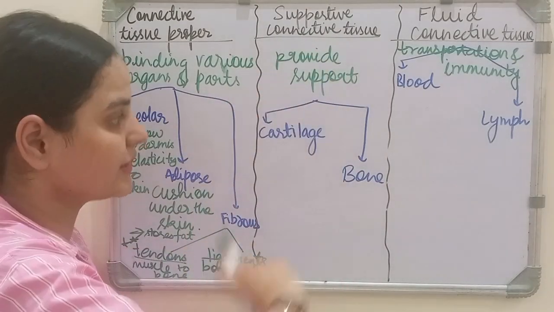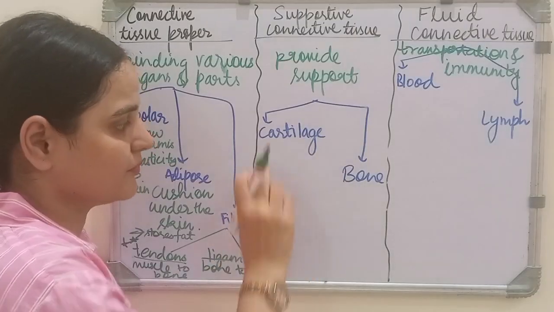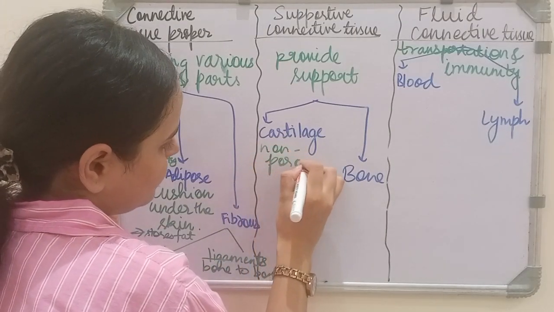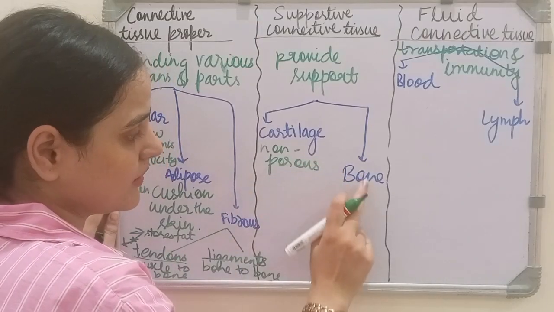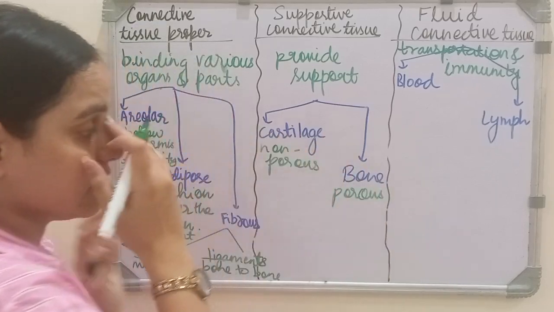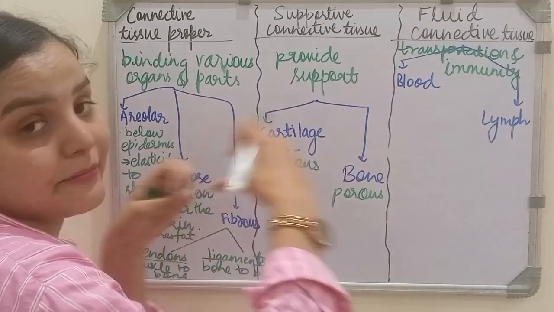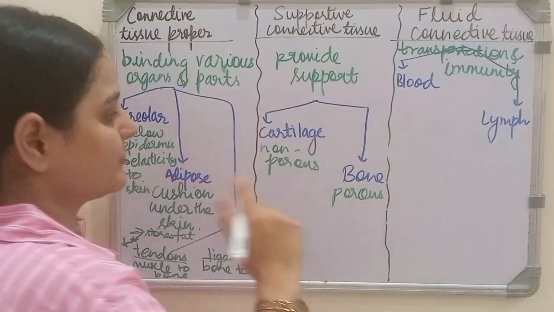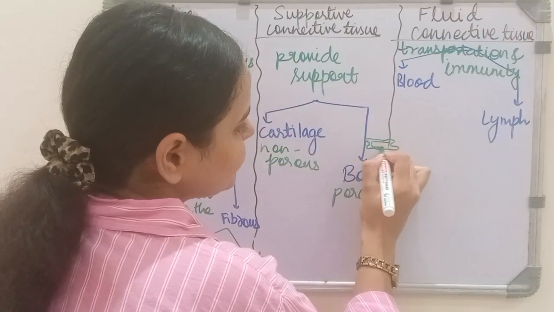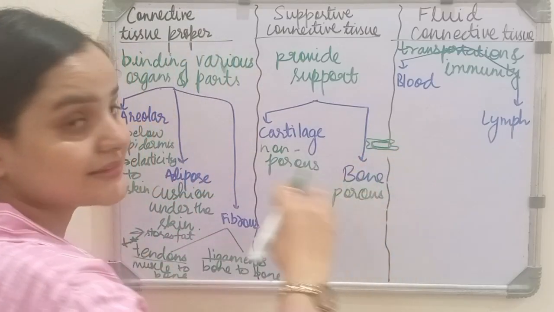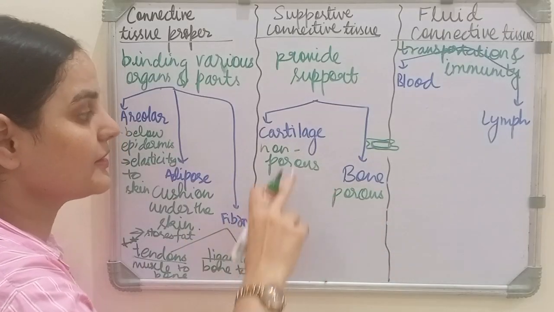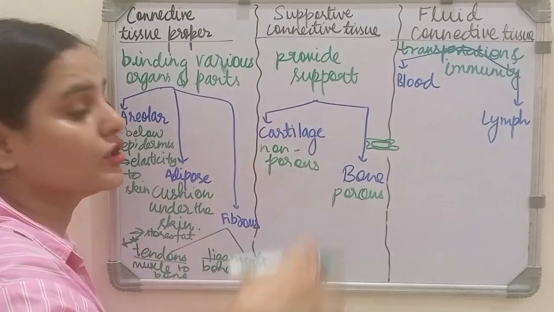Now let's see supportive connective tissue. They provide support. It consists of cartilage and bone. Cartilage is non-porous, whereas bone is porous. What does this mean? Cartilage does not have hollow space inside; it is solid from inside. Whereas bone, you will see hollowness inside. So bones are porous from inside; there is some space present. Whereas cartilage is non-porous.